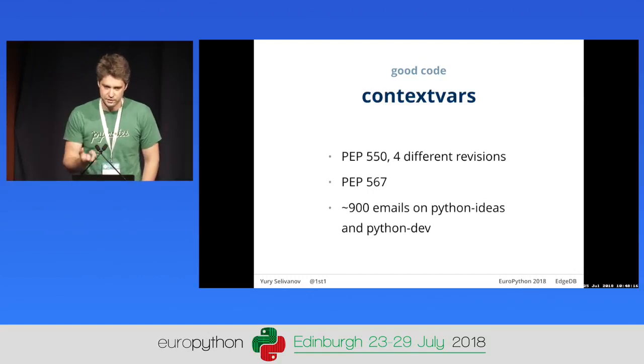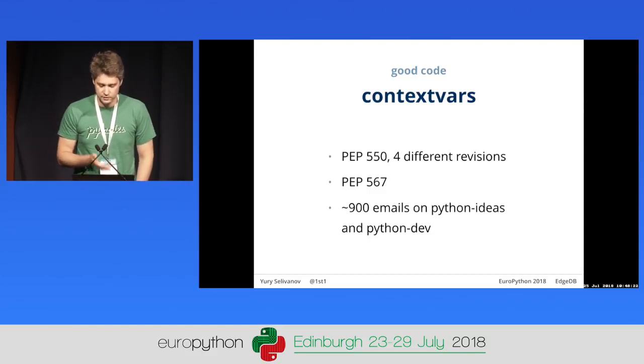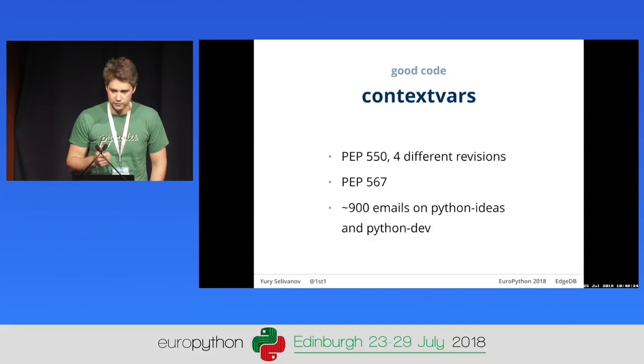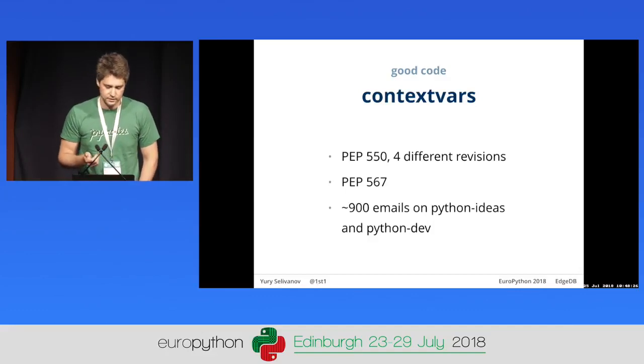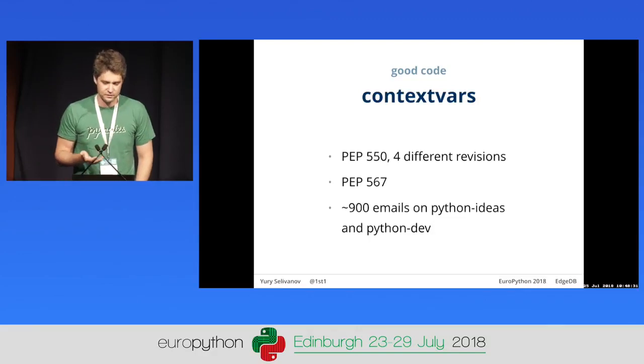We decided that we need this structure in our async program to at least monitor them, to at least profile them reliably. So I started to work on context vars, and there are a couple of PEPs that you might be interested in. That's PEP 550. That's how it all started.